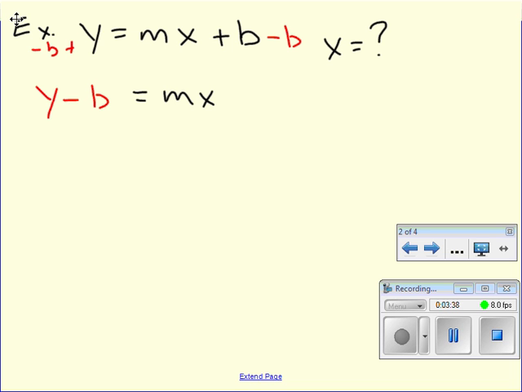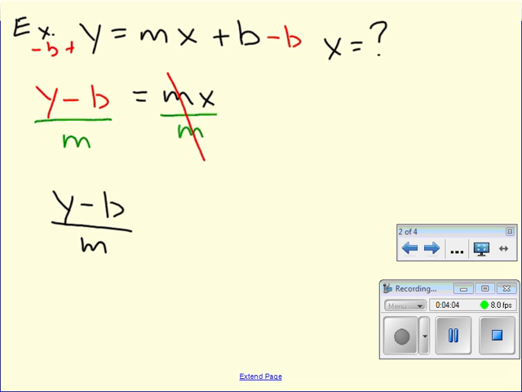Now that I have y minus b on the left-hand side, I still have this m on the right-hand side. Since it's being multiplied by x, I have to divide in order to get rid of it, and I'm going to divide both sides, because whatever you do to one side, you have to do to the other. In this case, the m's cancel out, and I'm left with x. I write out the formula for x: y minus b over m is equal to x.